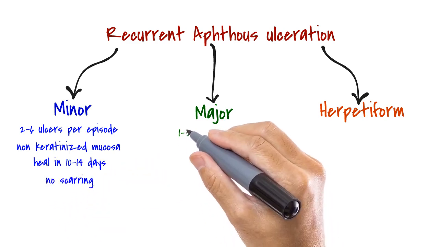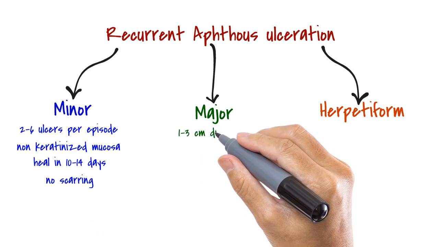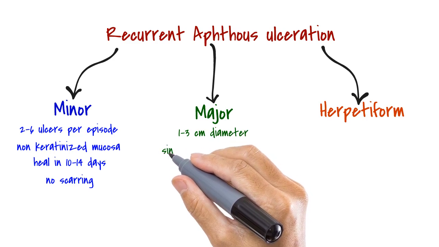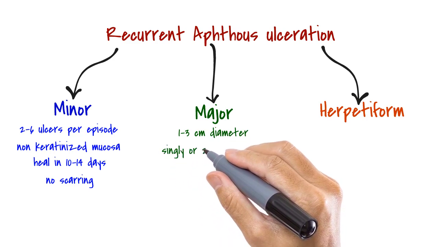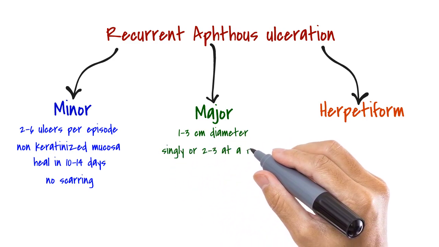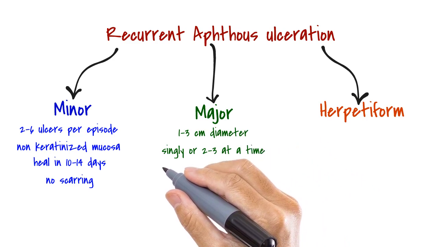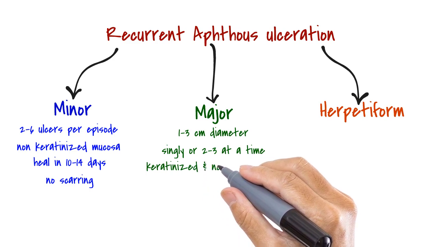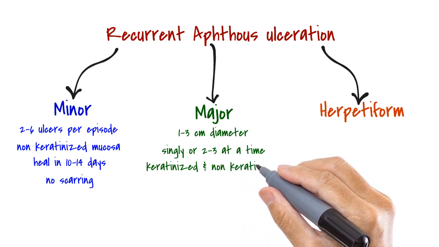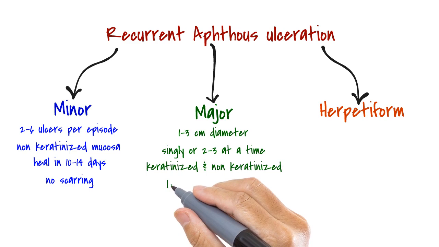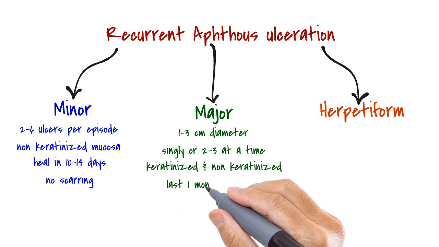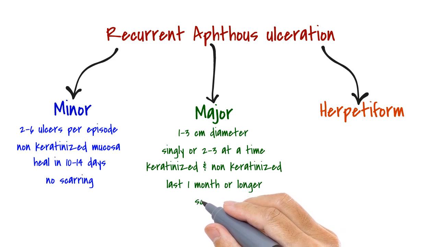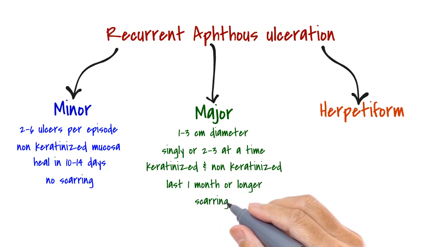Major recurrent aphthous ulceration presents with large ulcers, typically 1 to 3 centimeters in diameter. They come about either singly or 2 to 3 at a time. They involve both non-keratinized and keratinized mucosa, so the keratinized mucosa being the hard palate, attached gingiva, dorsal of the tongue. They may last a month or even longer, and they heal by secondary intention, often with scarring.